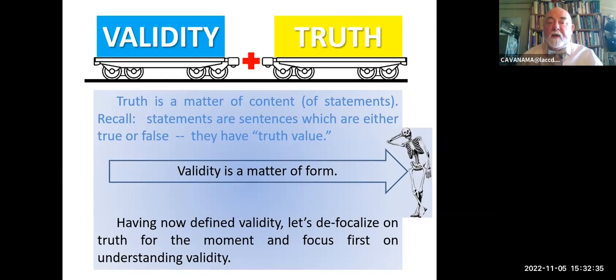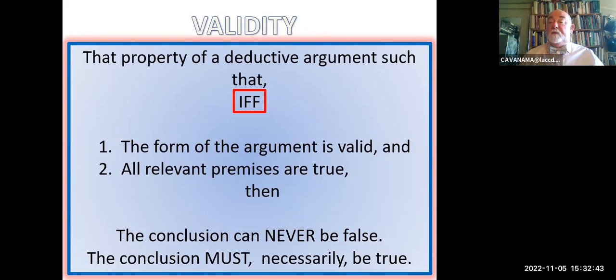Okay. So having now defined validity, let's defocalize on truth for a moment and focus on understanding validity. Again, repeat the definition. This should be in your notes. This should be committed to memory. Validity is that property of a deductive argument such that if and only if the form of the argument is valid and all relevant premises are true, then the conclusion can never be false. The conclusion must necessarily be true.